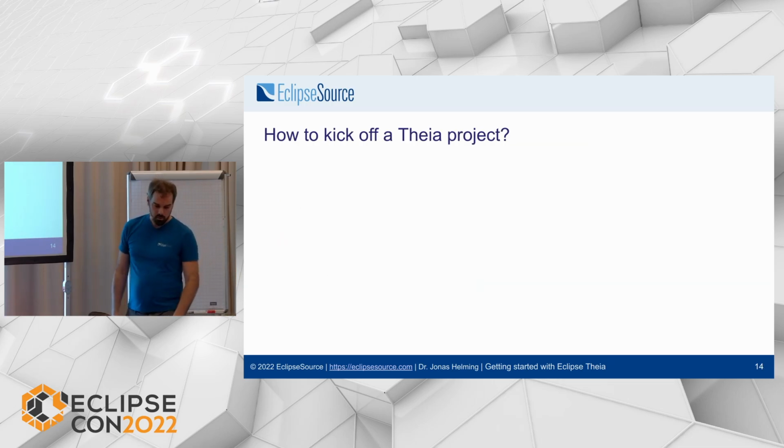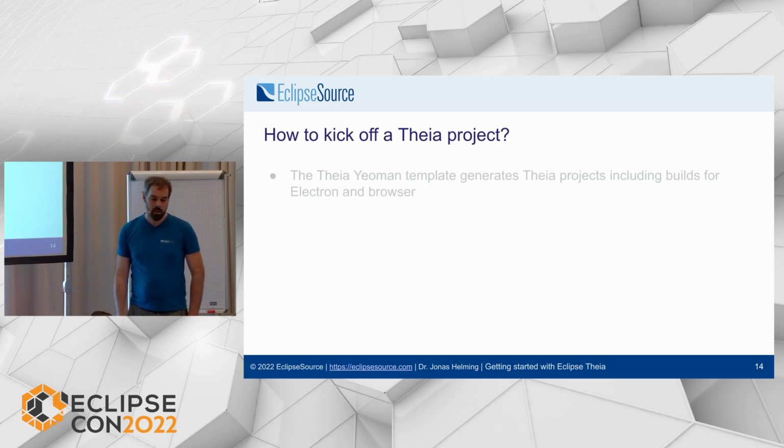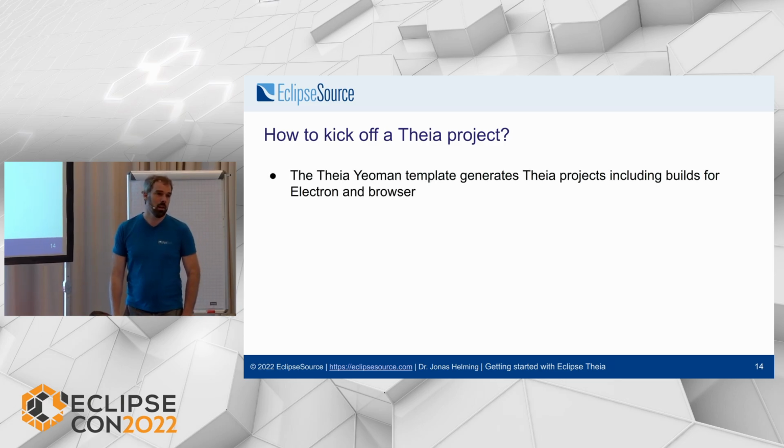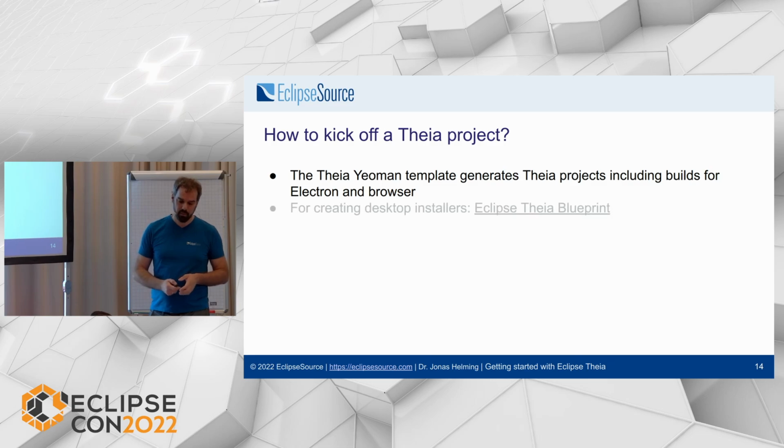Now, how to kick off a Theia product if you wanted to start it right after this talk. We have a Yeoman generator that can generate a standard project for you with various different features already in it, so definitely worth checking out. And it already generates all build scripts for you. You can simply run Yeoman and then build the product and already see it.